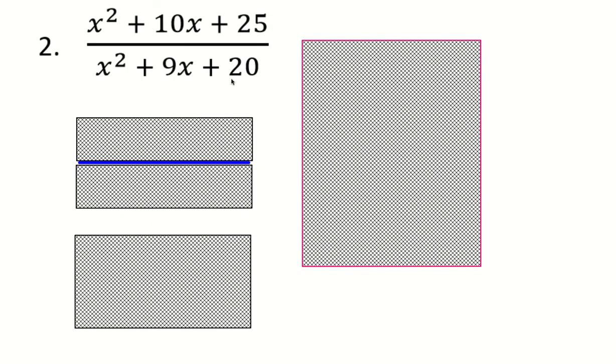But in a problem like this, a fraction where there's multiple terms in the numerator and denominator, you should write this down. You cannot do any canceling or simplifying until you've factored. You have got to factor first.